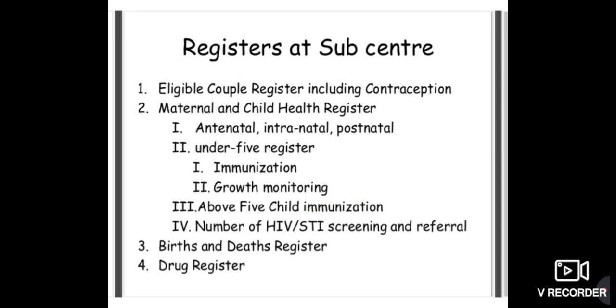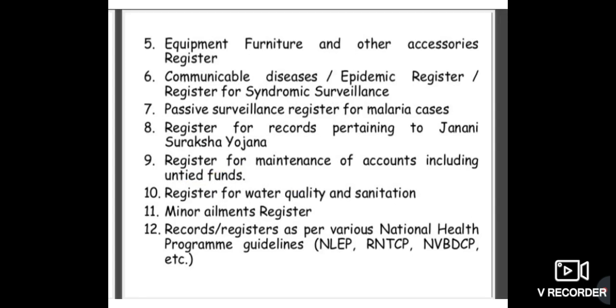This is the register of the subcenter. All of these registrations are done through the subcenters. First is the eligible couple registration, then maternal and child health registration, then birth and death register, drug register, furnitures, communicable disease register, passive surveillance, especially malaria or any other diseases reported, then register recording the Janani Suraksha Yojana regarding mother and child, then register of maintenance of accounts including United Fund, records regarding the health programs, and minor ailments register.